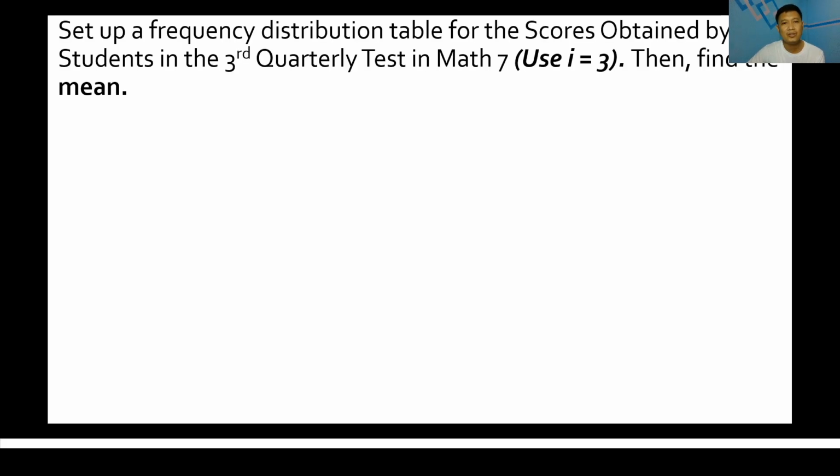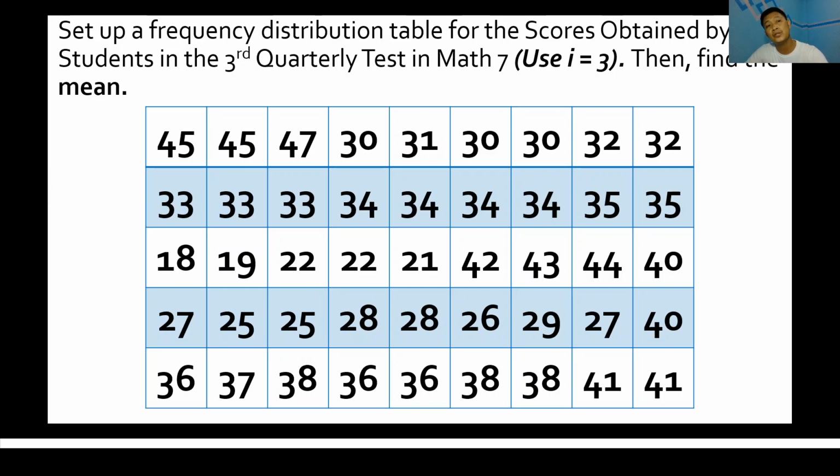Okay, so I'm going to give you time to answer the following. Of course, you're going to set up a frequency distribution because all the data presented here are ungrouped. So I want you to group this by setting up a frequency distribution table. These are the scores obtained by 45 students in the third quarterly test in Mathematics 7. For the purpose of uniformity, I want you to use i, or the size of the class interval, equal to 3. Then after which you're going to find the mean.